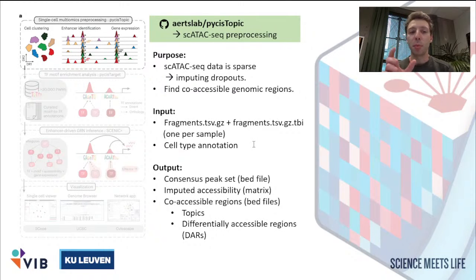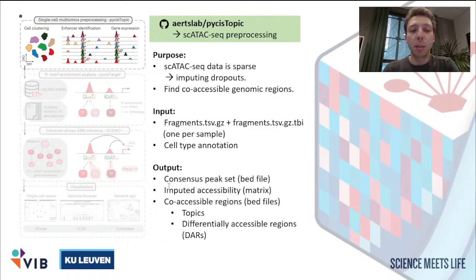So for each cell barcode, we need a cell type annotation. There's also a way of running pycisTopic without cell type annotation, but this I won't show today. If you want to do this and you don't know how, please have a look into the GitHub issues, because this question has already been answered. And if you still have questions about this, you can open a new issue.